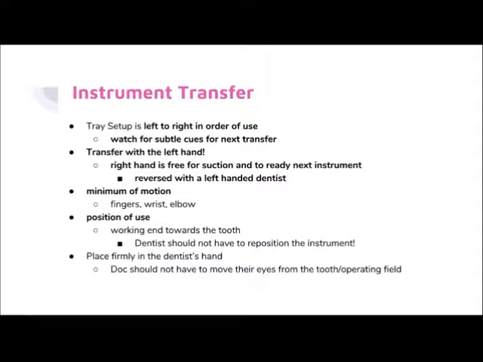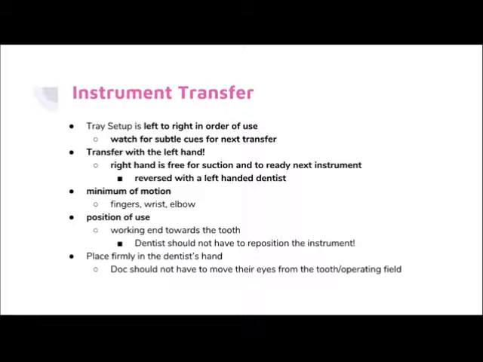So when you're transferring an instrument, you want to think about making sure that the working end of the instrument is towards the tooth. The dentist should not have to reposition the instrument. So if you see your dentist repositioning the instrument, you want to change the way you pass it so that they don't have to do the twist with their hands.